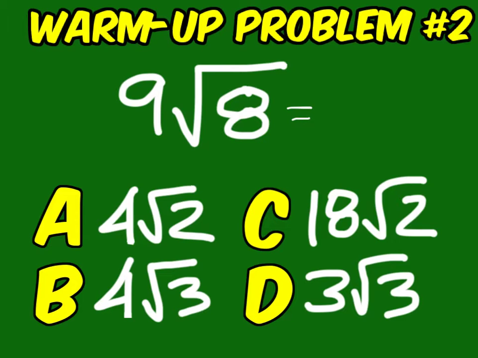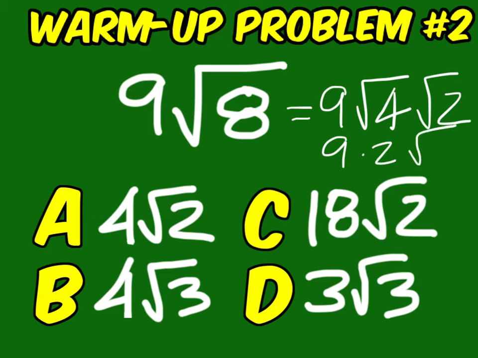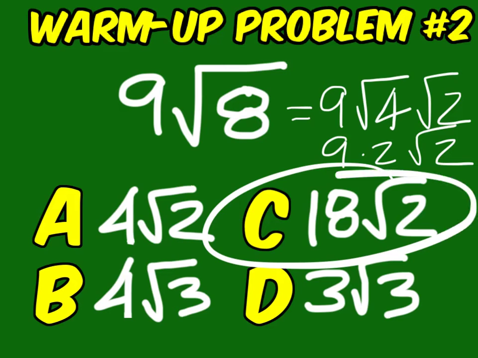That'll be 8 square root of 3, B. This one breaks up as square root of 4, square root of 2, so that's 9 times 2. 18 square root of 2.